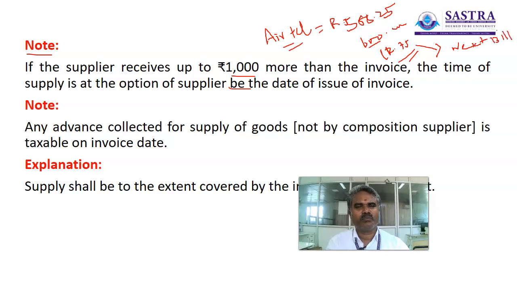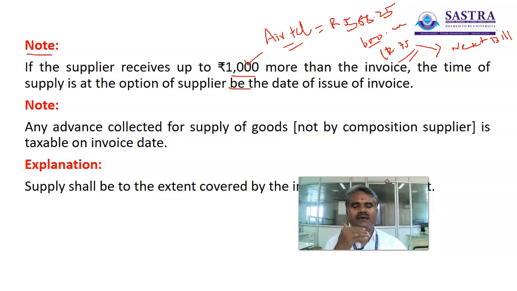So like that, whenever you pay, up to 1,000 is allowable to adjust in the next bill. Not more than that. This is the concept. The supplier receives up to 1,000 more than the invoice. The time of supply is, at the option of supplier, the date of issue of the invoice.